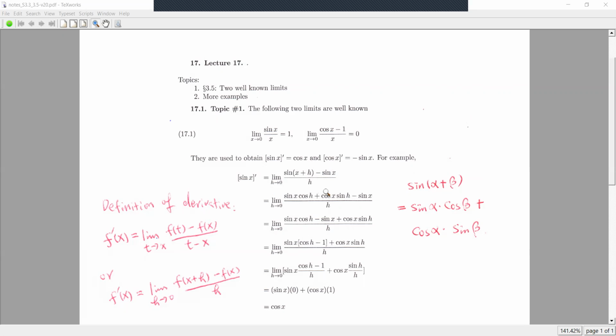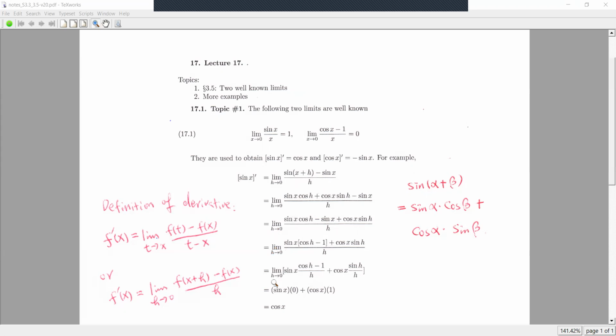To find this limit, we need to simplify the function. We expand sine of x plus h by this trigonometric formula. Then we have this equation. Now, move the third term in the middle position. Then we have this equation. In the first two terms, take sine of x out. Then we have this equation. Now, split this quotient into a sum of two smaller quotients.